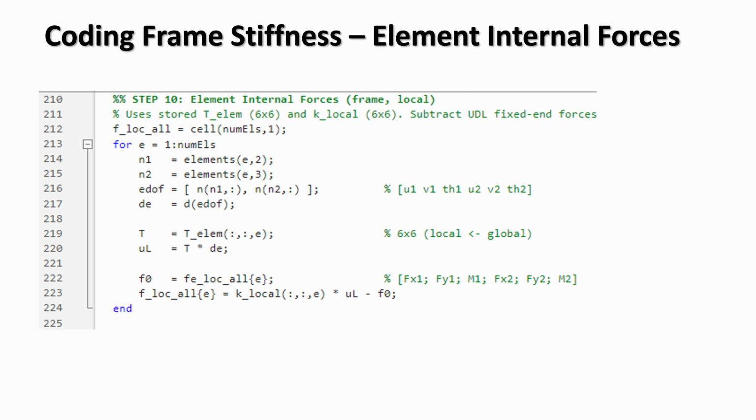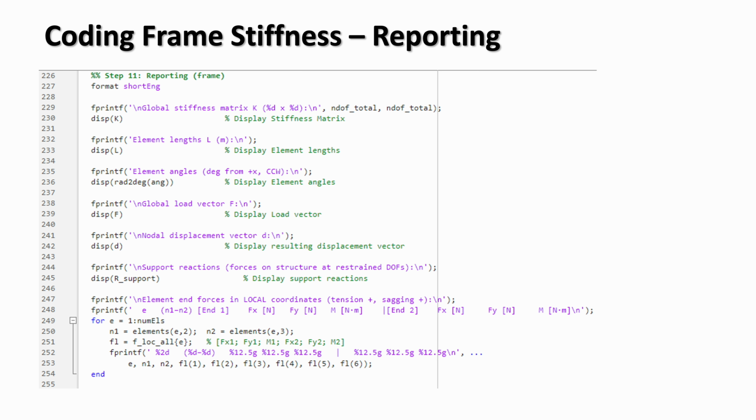The resulting 6x1 vector contains axial force and shear force at end 1, bending moment at end 1, and then axial force and shear force at end 2 and bending moment at end 2. These forces form the basis for plotting shear force diagrams and bending moment diagrams. With all element forces computed, we can now assemble the results and present them clearly. And the final step of the coding workflow is reporting the results.